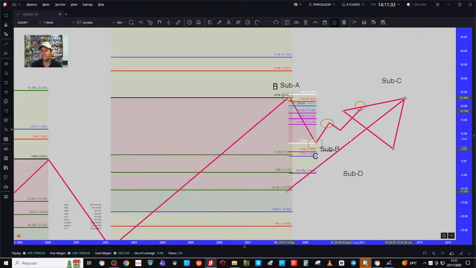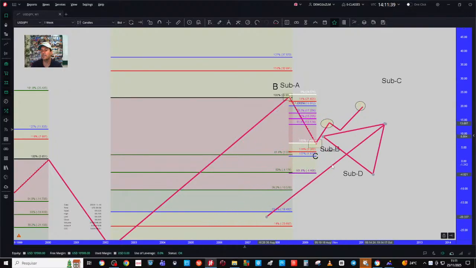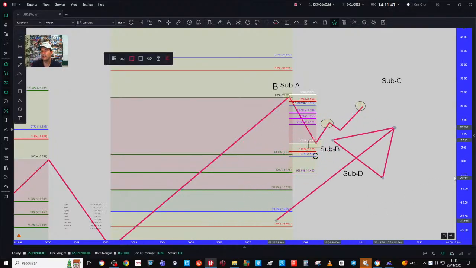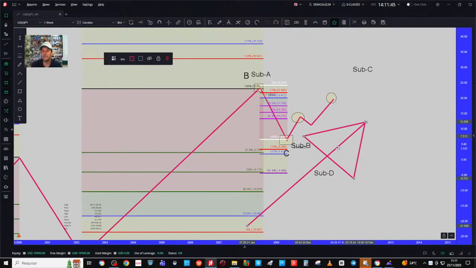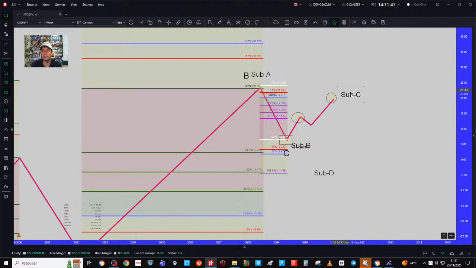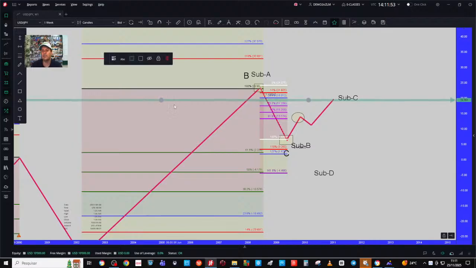Okay, which one is the sub C, everybody? Is the first high the sub C, or is the second high the sub C? The second, exactly. See, everybody, not that difficult, right? The same rules apply. Now I need to verify, did the market hit the blue? No, it did not, so the market didn't hit the blue.